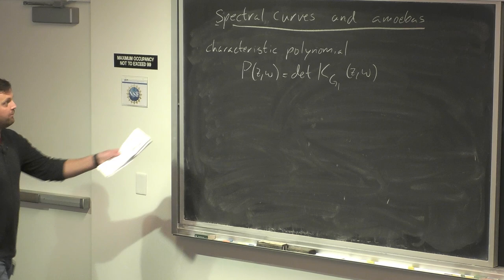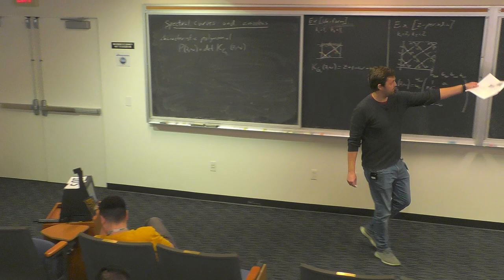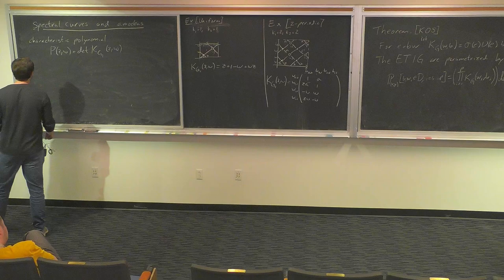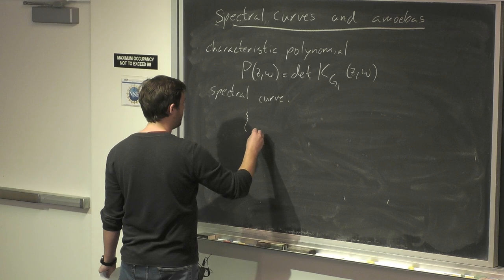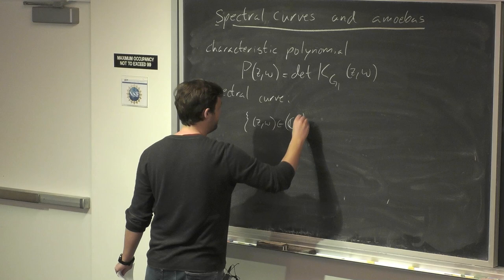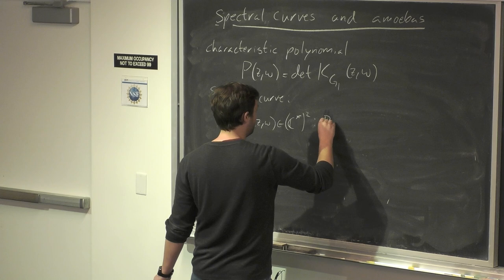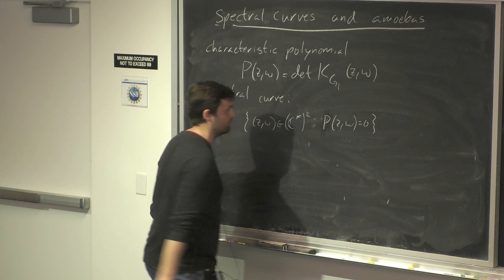Now you see that the zero set of this captures exactly when this one is not invertible. And therefore we are interested in the spectral curve, which is the zero set in C squared such that the polynomial is zero, like this.